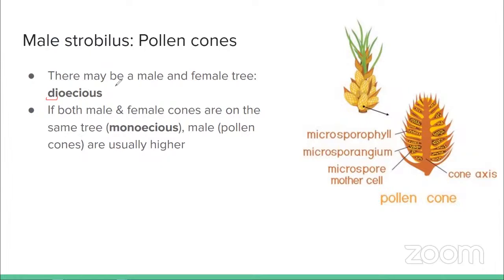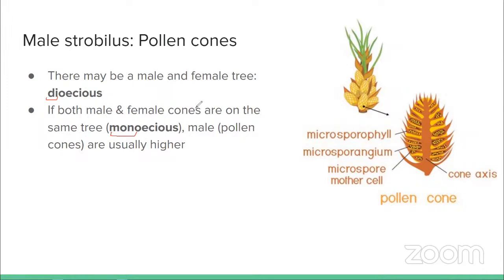Okay. If we have a tree that has both of them, we're going to refer to that as monoecious because they're on one single plant, right? So every individual plant has both. So every individual plant is kind of the same. So we just have one type.